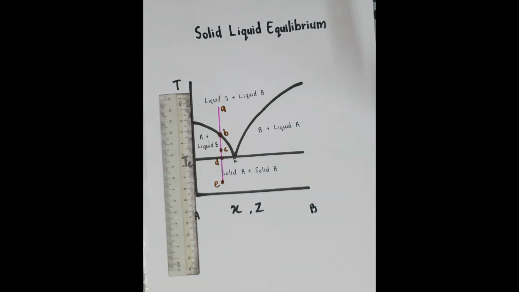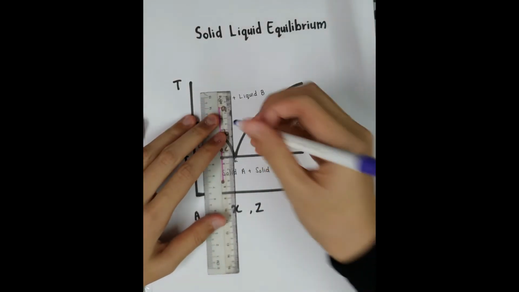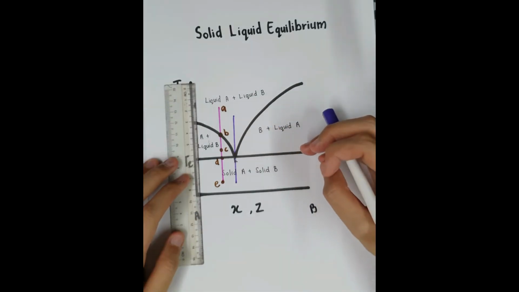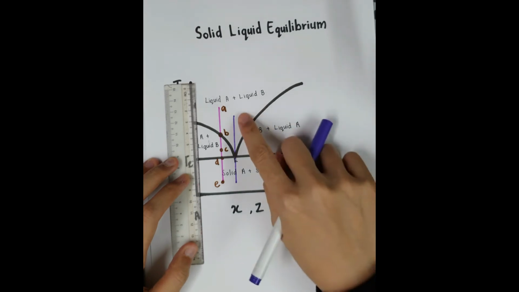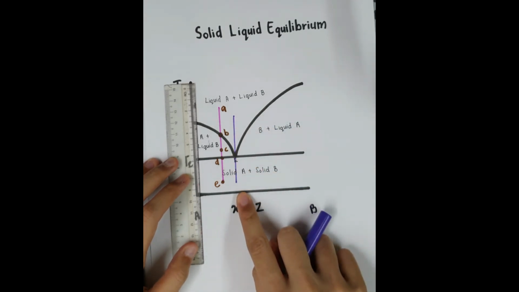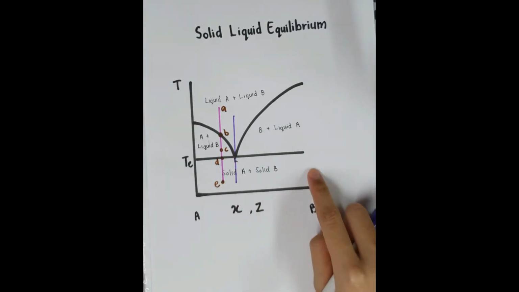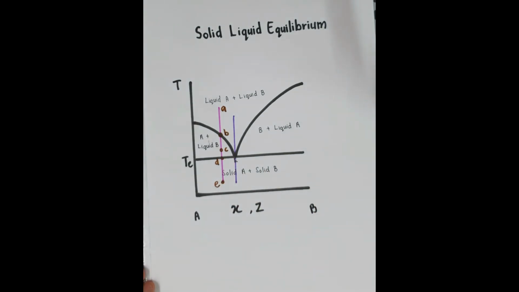However, if the mixture has the specific composition where it moves directly to the eutectic point, it will not have a combination of solid and liquid phase. The mixture will directly become solid once it reaches the eutectic temperature. So, that is all for the solid-liquid equilibrium diagram.